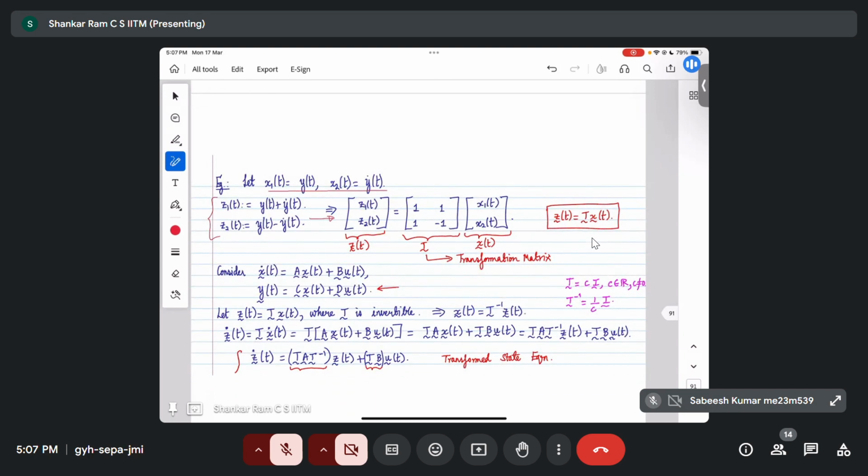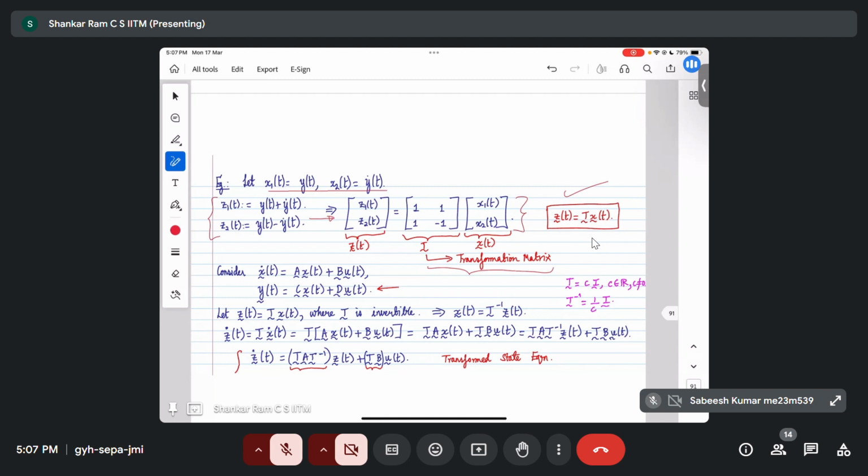We collect a new state vector Z with the column vector being Z1 and Z2. That can come as this transformation matrix T multiplying x1, x2. So the transformation matrix becomes 1, 1, 1, minus 1. Why? Because Z1 will be x1 plus x2 and Z2 will be x1 minus x2. Consequently, we'll have Z of t, the vector, to be T times x of t.